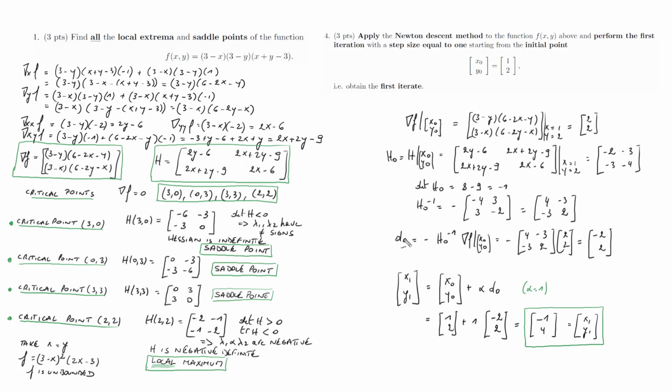Then you can compute the descent direction, right? Minus the inverse of the Hessian, here it is, times the gradient. If you do the computation, this is here the descent direction. And here is your first iterate. You start from the initial point and you do a step of size 1, alpha is equal to 1, in the descent direction. If you do the computation, this is what you obtain as a first iterate. And this concludes question 4.